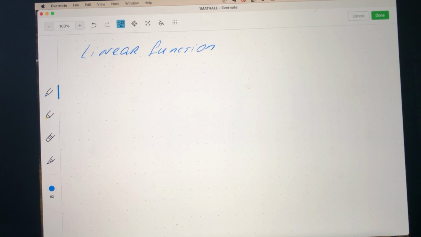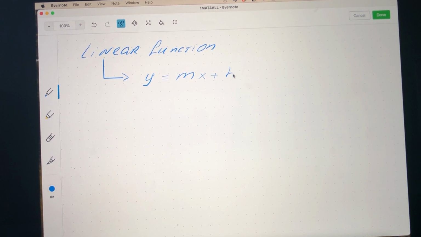In this video, let us begin discussing linear functions. And linear functions will make straight lines. So these would be equations of a straight line. And linear functions are often written in a form y equals mx plus b.